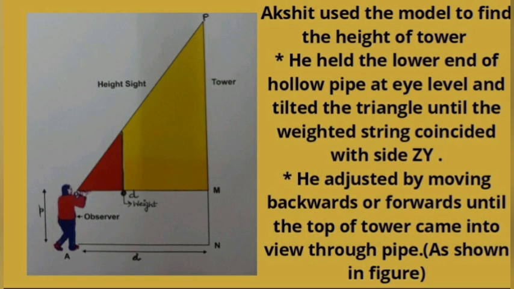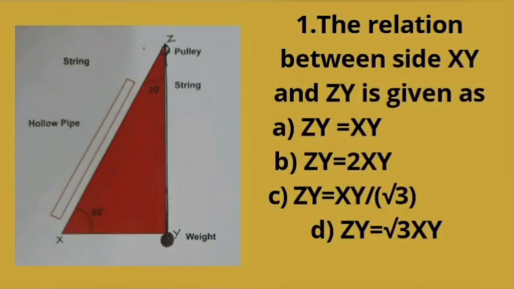So further, let's move on to the questions. The relation between side XY and ZY is given as, so you can use simple trigonometric ratios to find the relationship between the side XY and ZY in this 30 degree, 60 degree, 90 degree triangle that has been given to you. Once you have the correct option, you just have to look at the triangle which is given and use the ratios and find the correct answer.